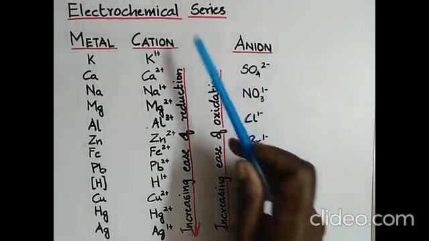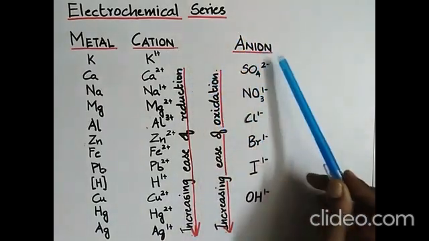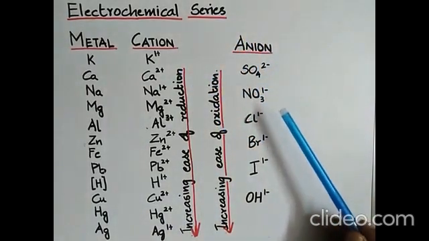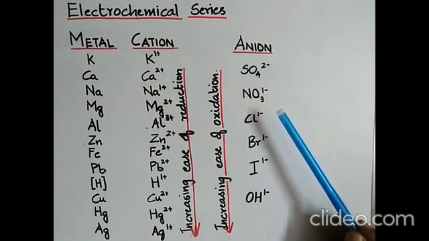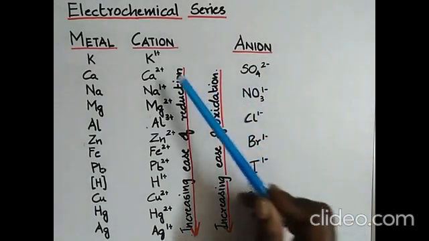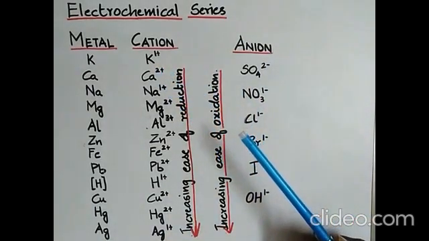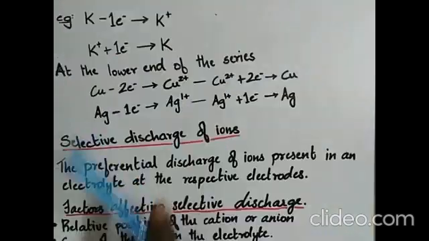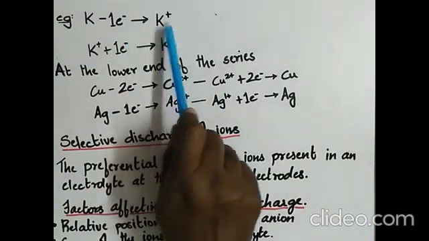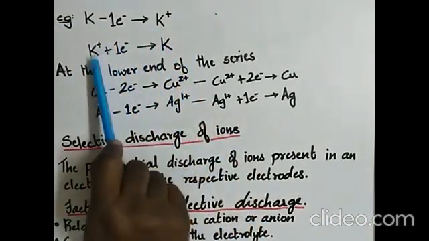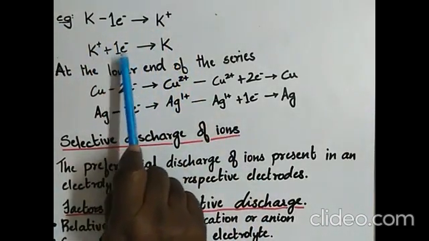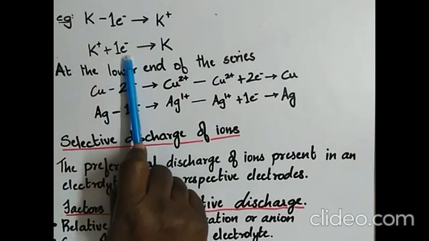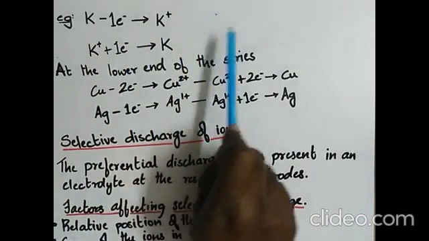Here we have the electrochemical series of cations and anions. The arrangement is so done that the elements that ionize most readily are placed at the top of the series and the other elements in the descending order. You have both cation and anion. Potassium loses one electron to form potassium ion. Potassium ion moves towards the cathode, gains one electron with great difficulty to form potassium neutral atom.